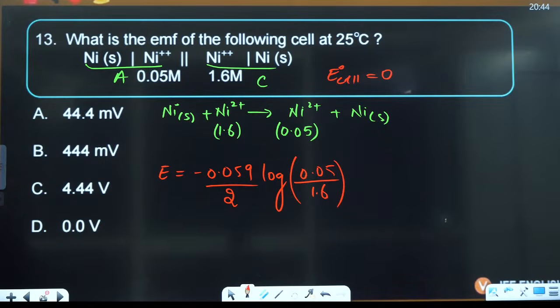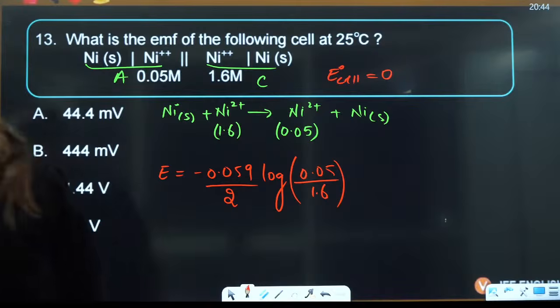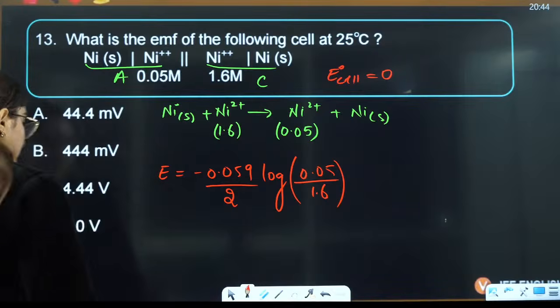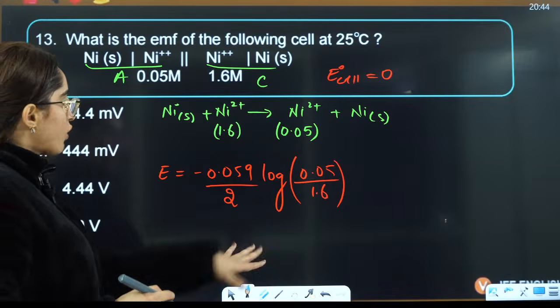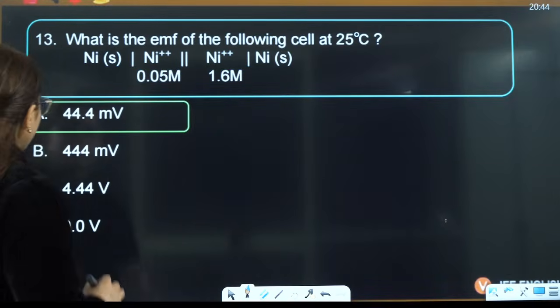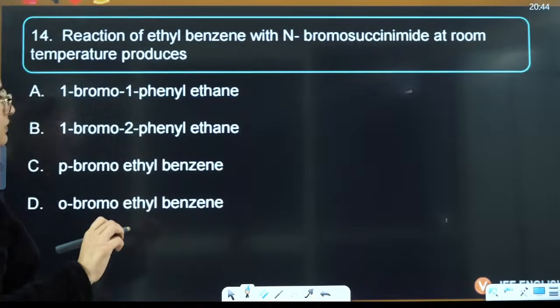Yes, everybody, tell me. Is that clear? Okay, so that's how after taking the log and solving, you will get your answer here. That will be A, right?